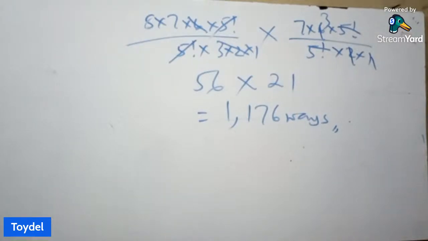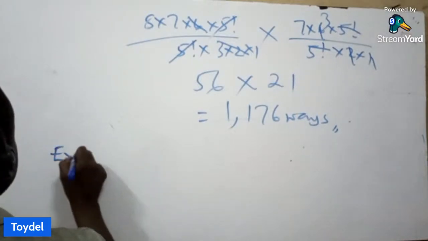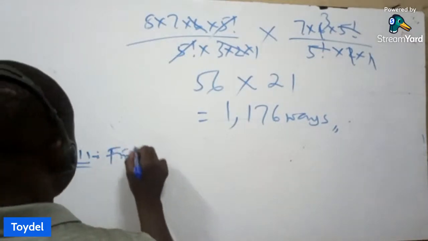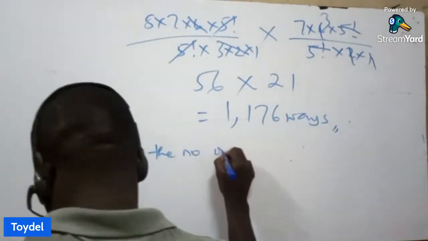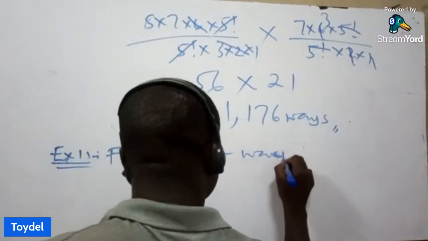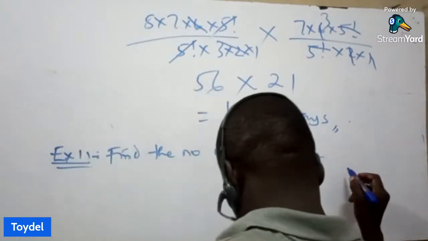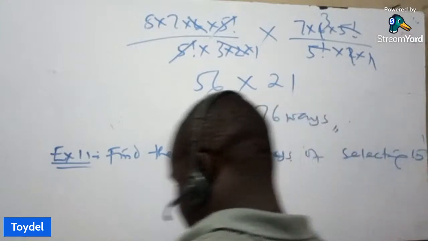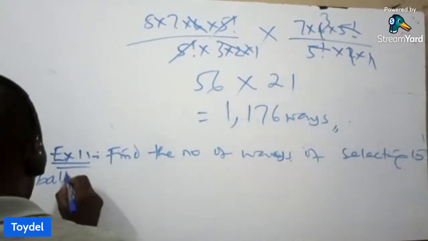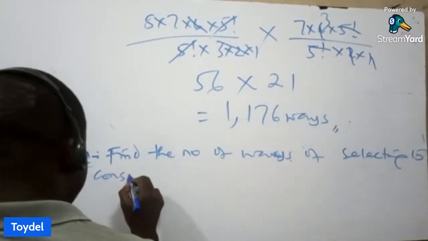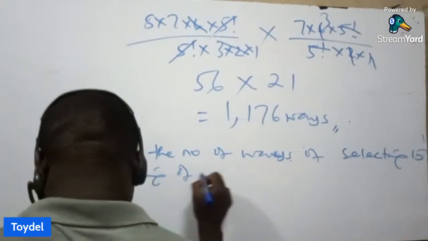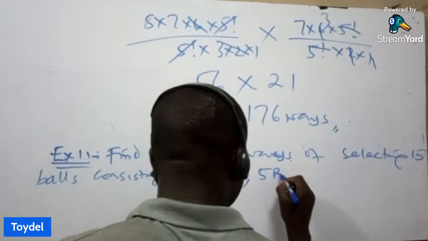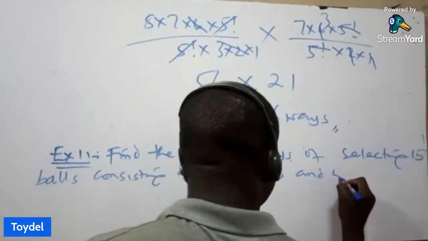Then the last question for the day is example 11, where we have, find the number of ways of selecting 15 balls consisting of 5 black, 5 blue, and 5 white.